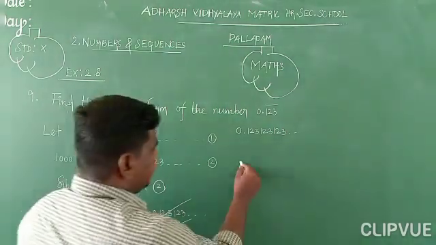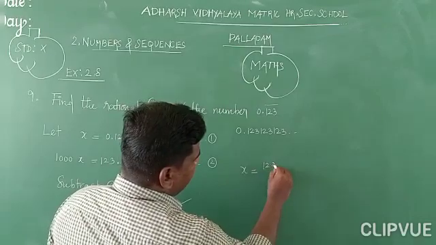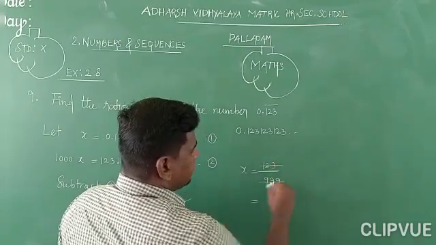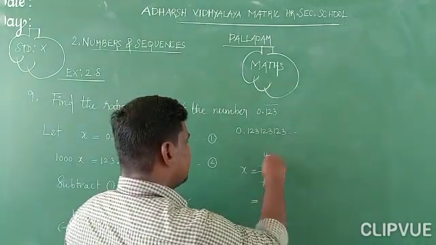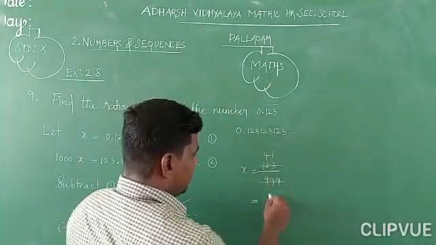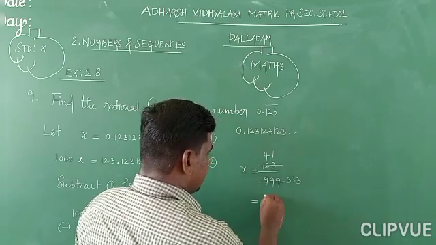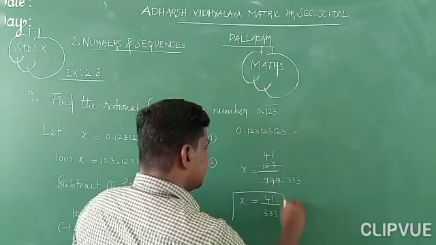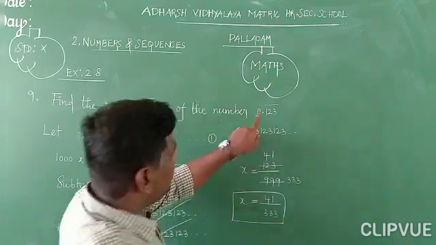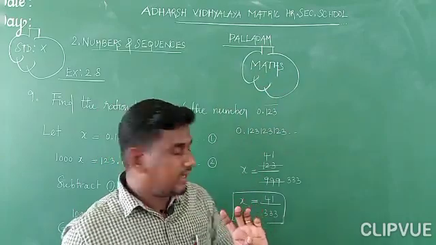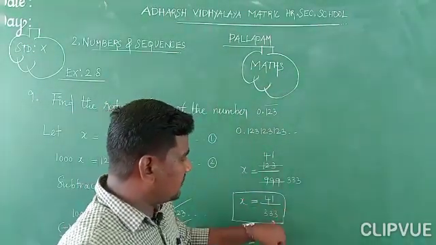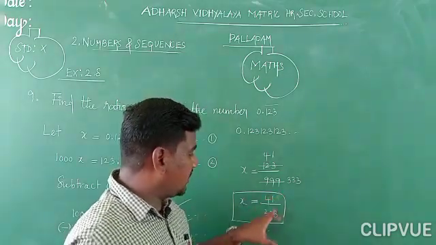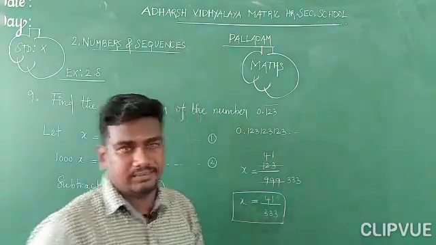So x is equal to 123 divided by 999. It will be cancelled by the 3 table. 4 3s are 12, 1 3 is 3 on the top, and 3 3s is 9... so we get 41 by 333. This is the rational form of this number 0.123 with a bar. I hope you all understand this. Hereafter we cannot simplify this. This is the simplest form. So x is equal to 41 by 333.